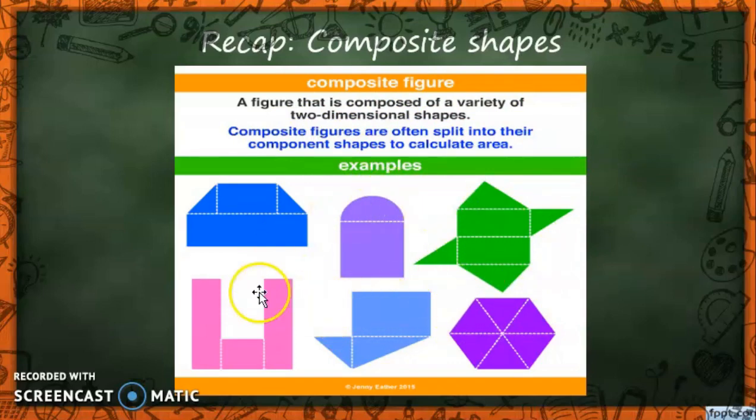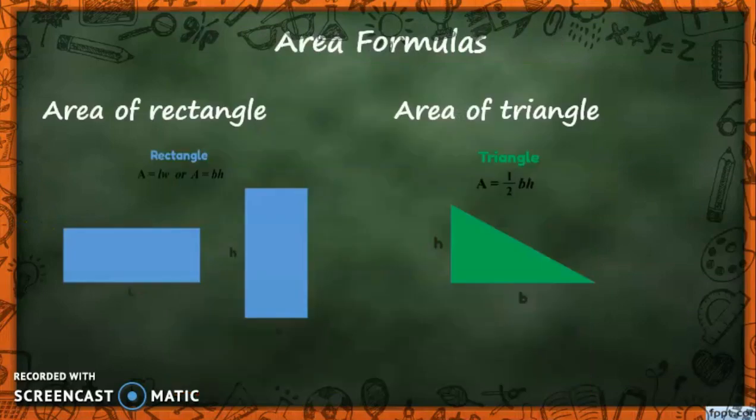Alright, so let's move on. As I said, we'll be looking at rectangles and triangles, so we need to know the area formulas for them. For a rectangle, the area is length times width, or base times height. Do not be confused by the base times height. They are actually similar to length times width. Choose whichever you are comfortable with.